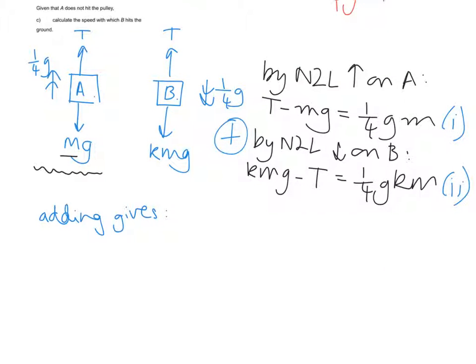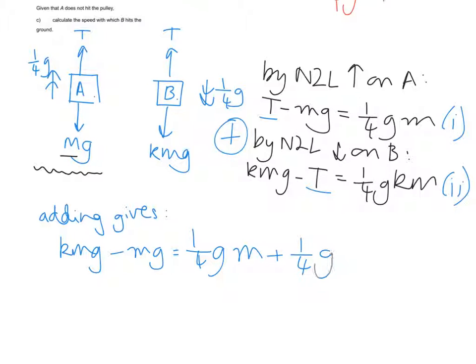So adding gives, the T's will cancel, so on this side we'll get kmg minus mg equals a quarter gm plus a quarter gkm. So we can divide through by g, and we can divide through by m, and so we've got k minus 1 equals a quarter plus a quarter k.